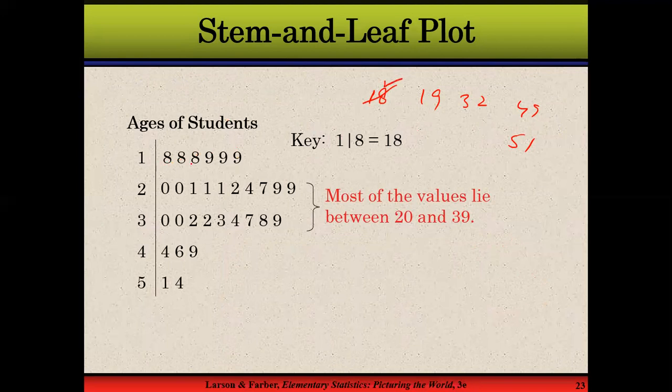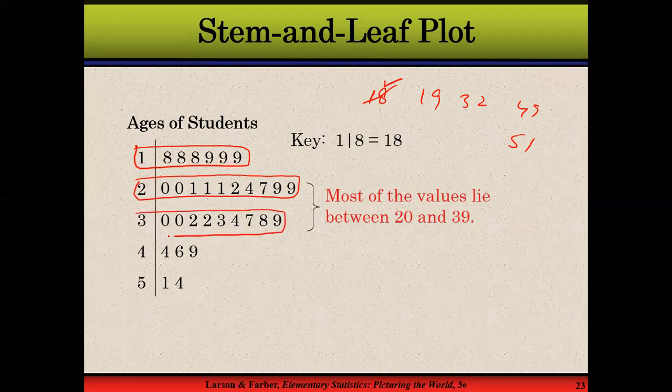Here you can see there are 6 values that have a stem of 1, which means these values are between 10 and 19. So 18, 18, 18. There are three 18s and three 19s. Then you have more values with the stem of 2, and a few fewer values with the stem of 3. Then you have 3 values in stem 4, and there are 2 values with stem 5.